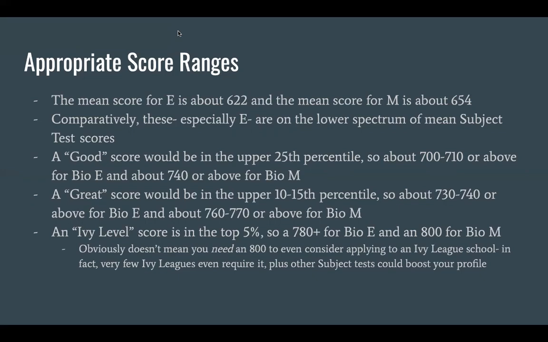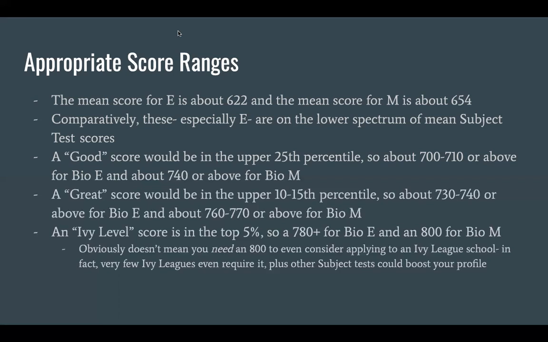So a good score, what's considered a good score, at least by the College Board, would be in the upper 25th percentile. So you're in the top 25% of all test takers. That would be about 700 to 710 or above for biological E, and about 740 or above for bio-M. So we're talking 700 for bio-E and about 740 for bio-M.